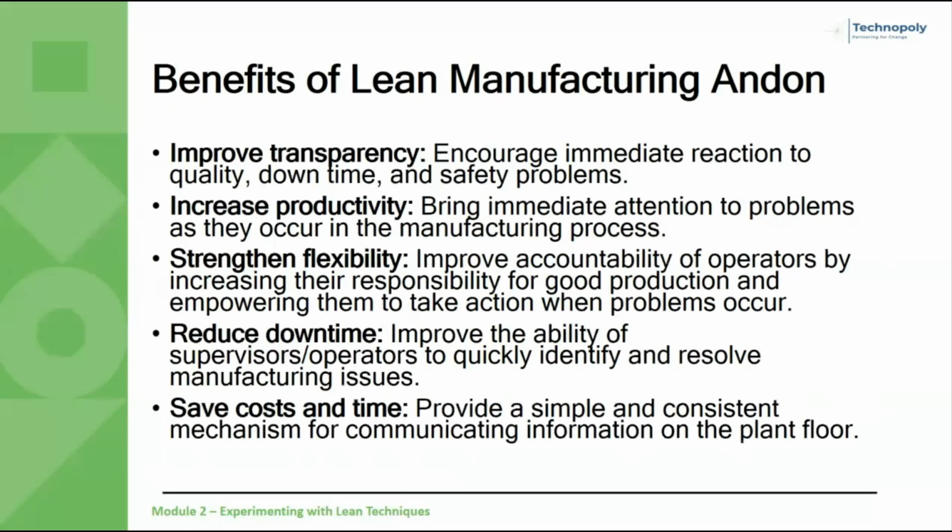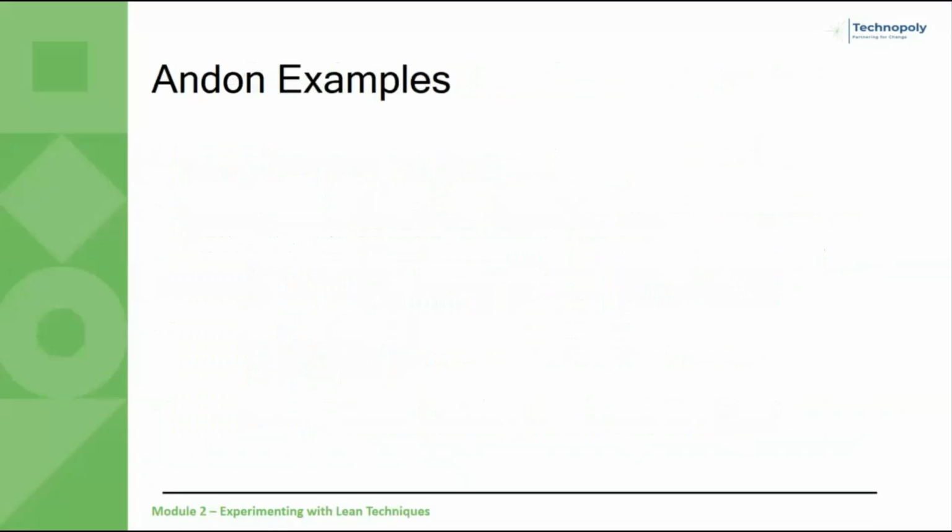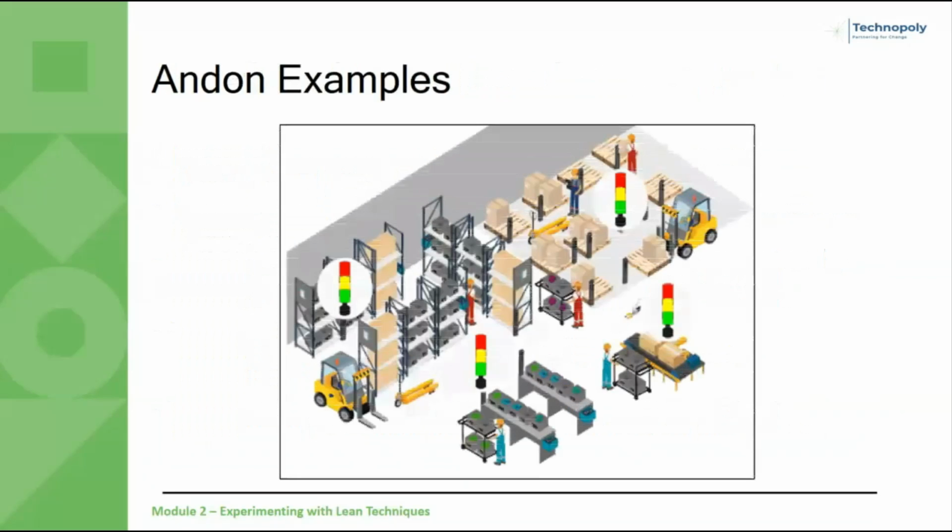It can reduce downtime as it improves the ability of supervisors or operators to quickly identify and resolve manufacturing issues. And lastly, it can save cost and time as it provides a simple and consistent mechanism for communicating information on the plant floor. Here is an example of using Andon in our workplace.